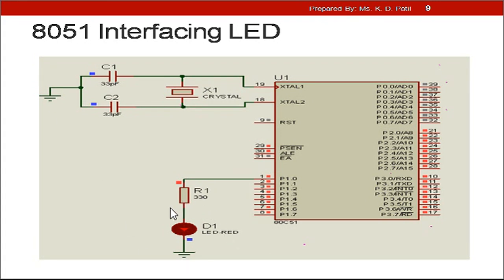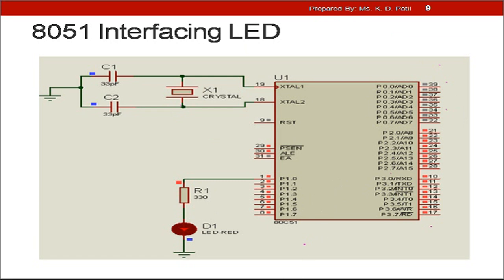In this diagram we have used the reverse bias method of interfacing, as the current flows from this terminal, that is from the positive terminal, to the negative terminal, and the negative terminal is connected to the ground. So whenever the 8051 microcontroller port pin P1.0 is high, it will send the current to the LED and the LED will glow. Okay, so I hope you have understood the interfacing of the 8051 with an LED.